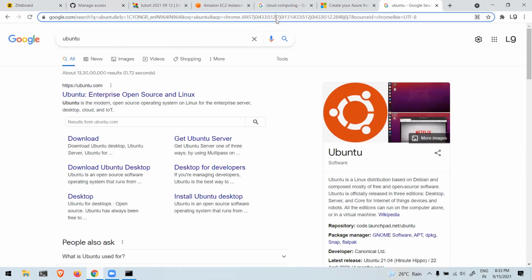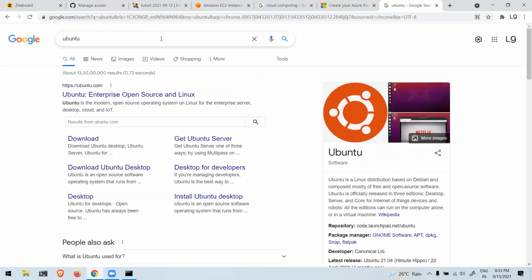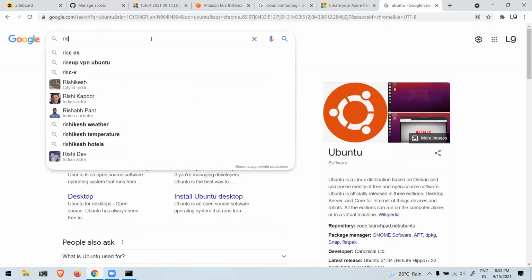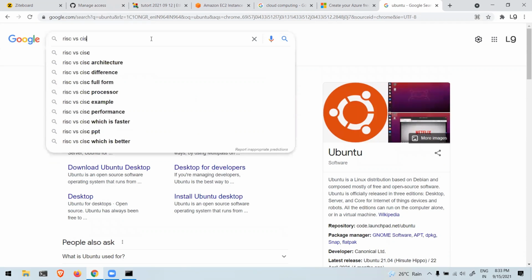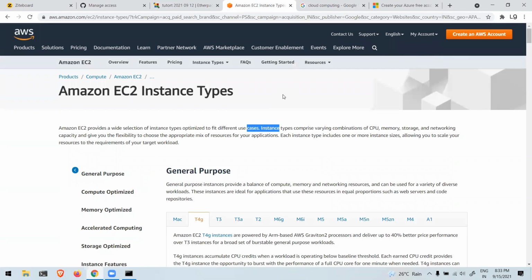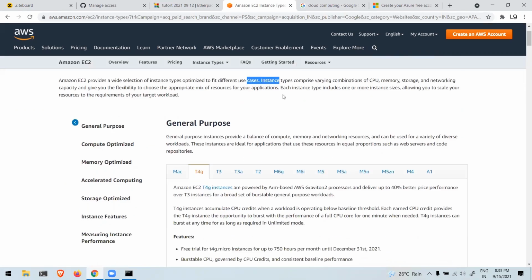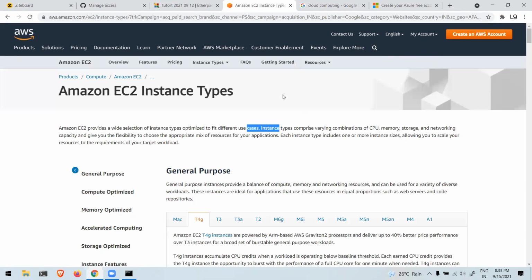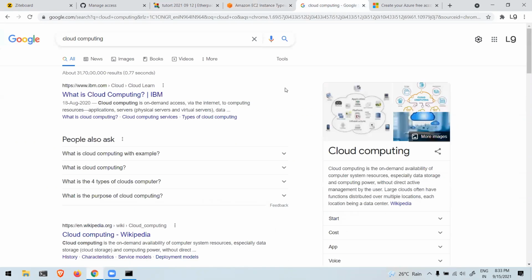AMD and Intel processors also vary in terms of their architecture. There are two kinds of architectures: RISC versus CISC. RISC means reduced instruction set, CISC means complex instruction set. I won't go into that, but these are also things on which processors vary. I think Intel uses CISC, the complex instruction set, and AMD uses the reduced instruction set, which is a simpler one. Anything else?